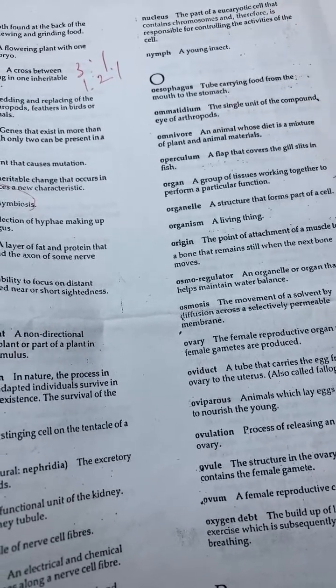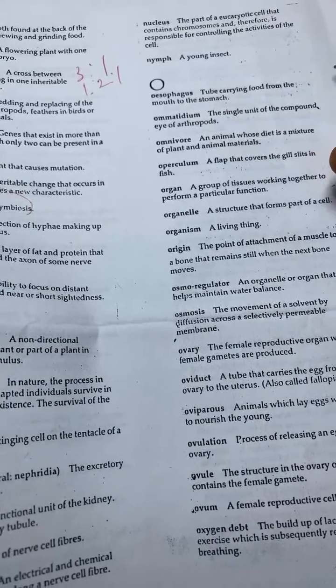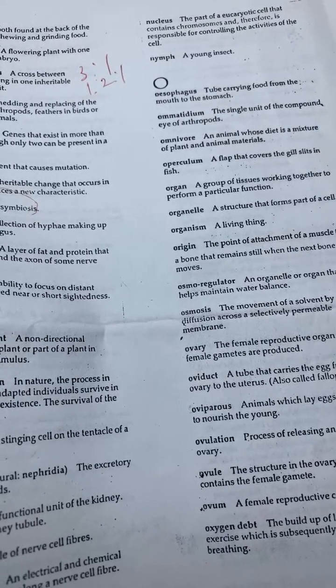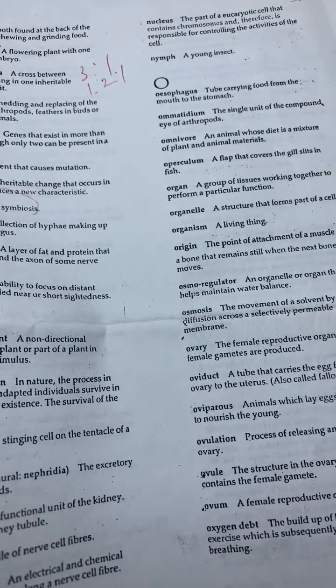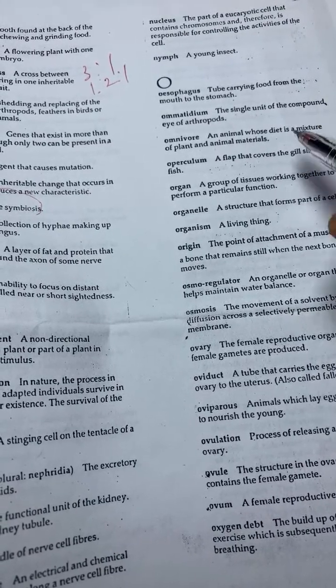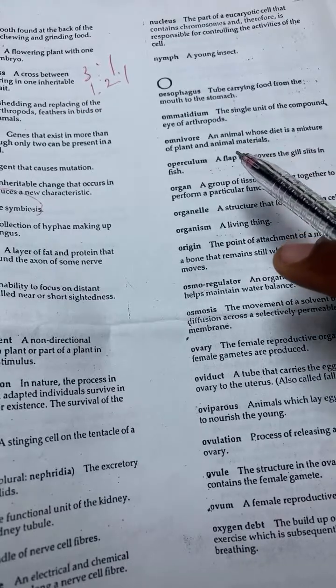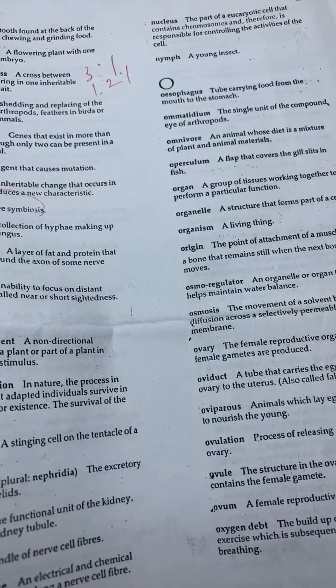Now, move on to omnivore. I've said omnivore countless times before. When we're talking about omnivore, they are organisms who feed on both flesh and what? And plants. So omnivore animals feed on a mixture of plants and animal materials.